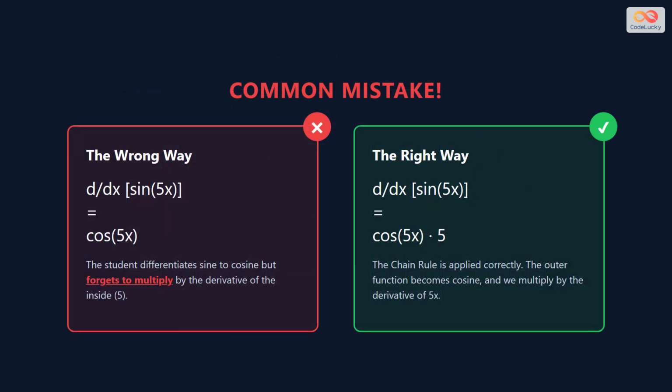Here is the most common mistake students make. They differentiate sine to cosine, but they forget the chain rule entirely. If you just write cosine of 5x, you are missing a crucial piece. You must multiply by 5, which is the derivative of the inside. Always check if you have accounted for the inner function.